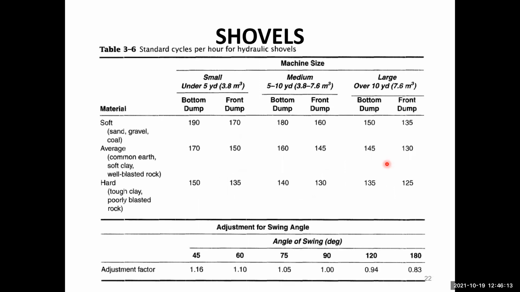Okay, and then this is the table which can be used for the determination of the cycle time of the shovel. So similar to the hydraulic excavator, for the shovels we have the small, medium, and large size shovels. On the other hand, we have the type of material. So in this case, we can choose the cycles per hour using this table. Here, for the swing angle, that is for the factor S, we can use this table for the shovels.